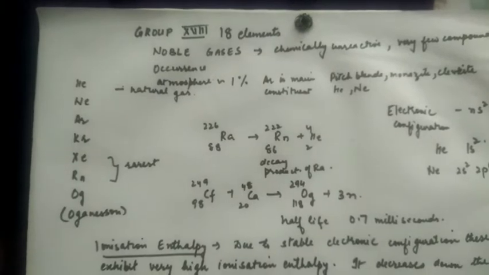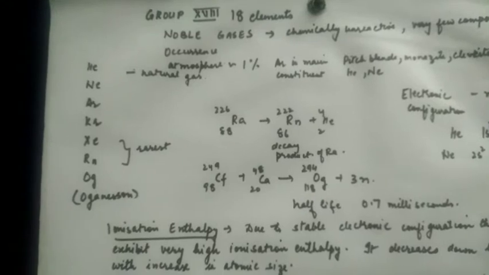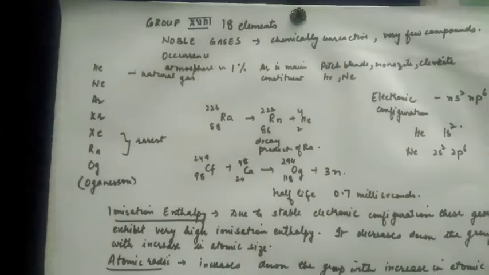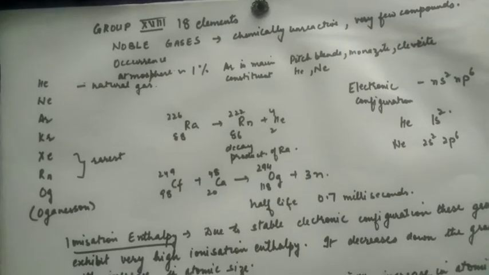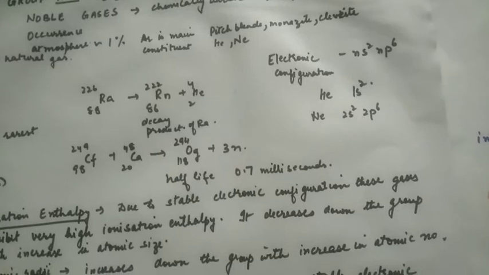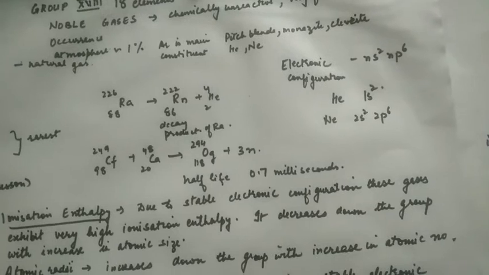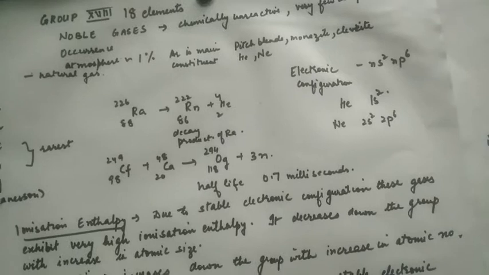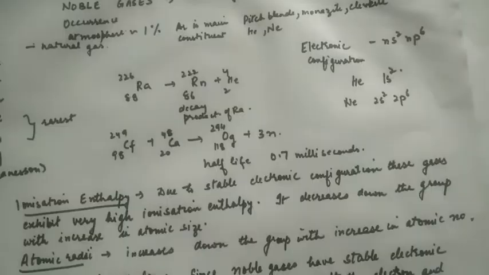The topic that we do today is Group 18 elements, noble gases. The elements are helium, neon, argon, krypton, xenon, radon and oganesson. These noble gases are found in the atmosphere up to 1% and as a main constituent of various minerals such as pitchblende, monazite, cliffeite. Helium and neon are also found as a constituent. The helium is also found as a constituent of natural gases.